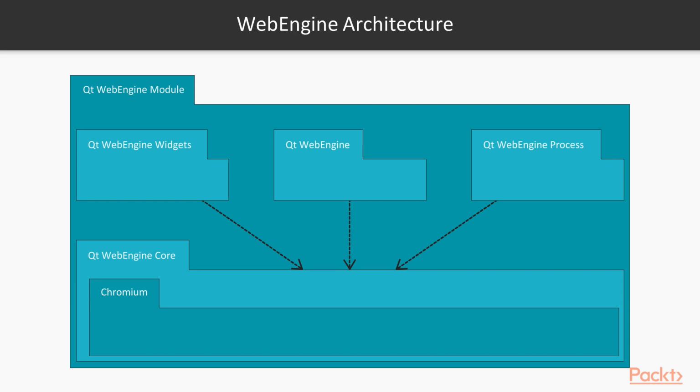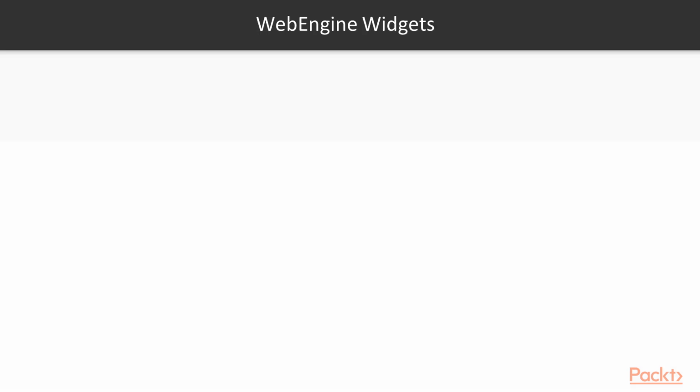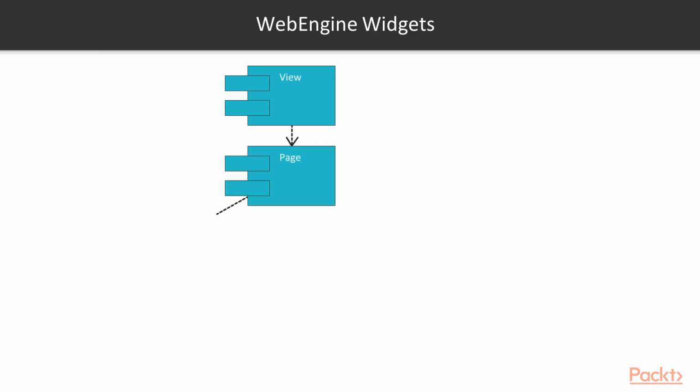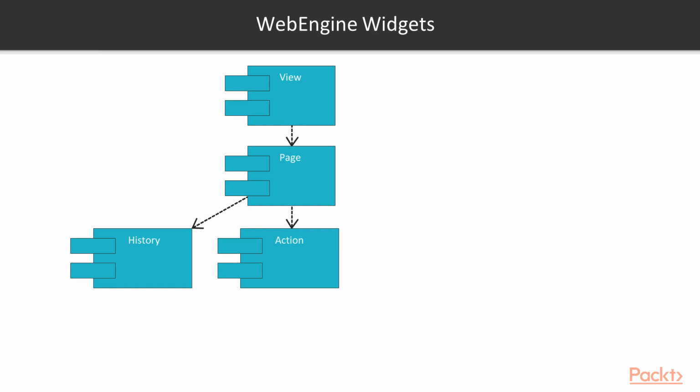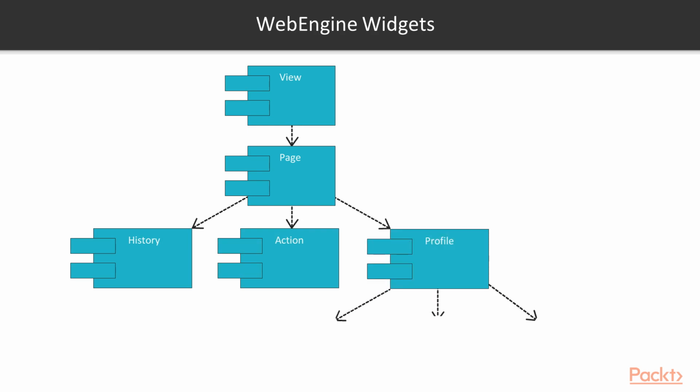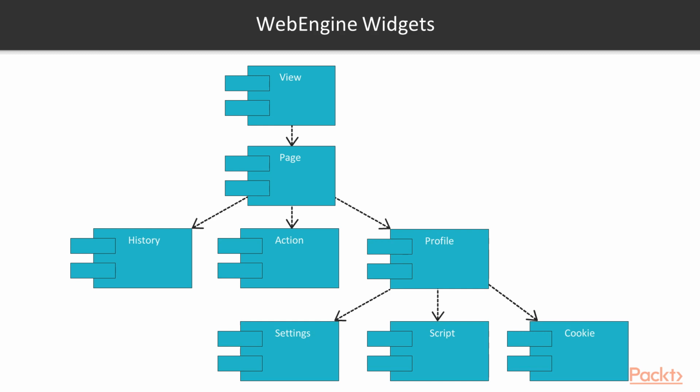Now, since we're going to focus on desktop here, let's look specifically at the architecture of widgets. Here's the widget class breakdown. A view, at the top, is the top-level widget. It can have multiple pages, which each has their own distinct history, actions, and profiles. Lots of power here to make real custom user interactions.